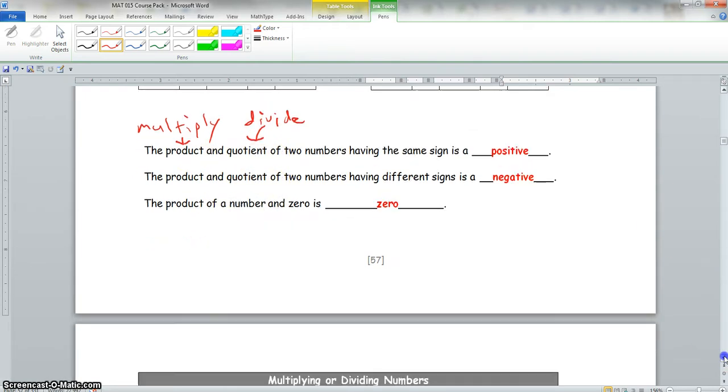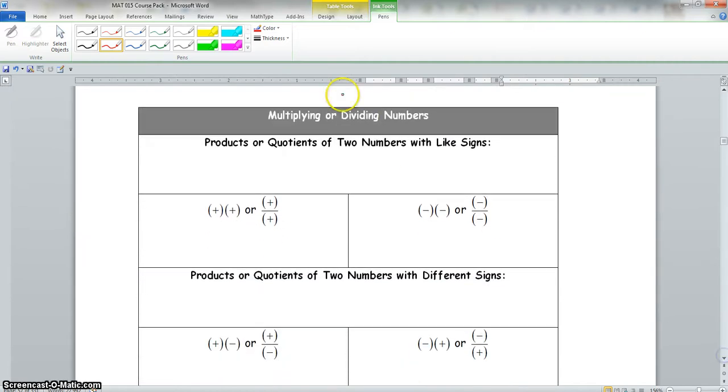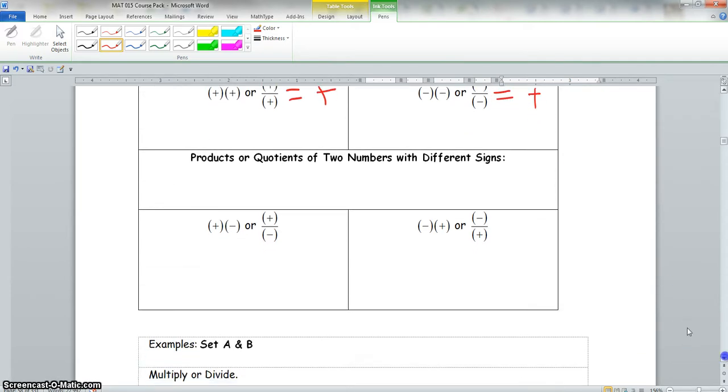Now we scroll down here. It says multiplying or dividing numbers. Products or quotients of two numbers with like sign. Now, if we have two numbers or two factors that are positive, or two positive numbers divided by each other, that will give you a positive answer. Now we have two negatives multiplied together and two negatives divided by each other, and that will give you a positive answer. So it says products or quotients of two numbers with different signs. A positive times a negative or a positive divided by a negative will give you a negative.